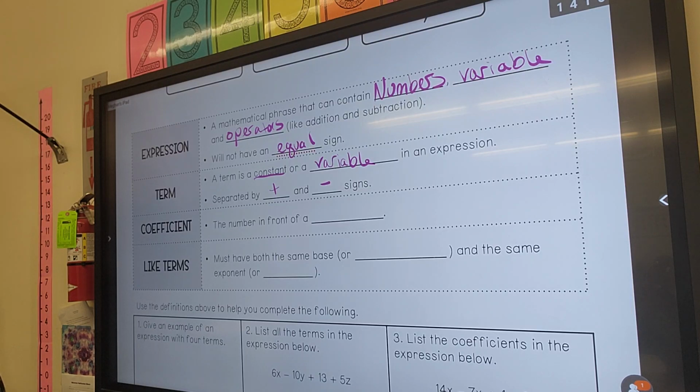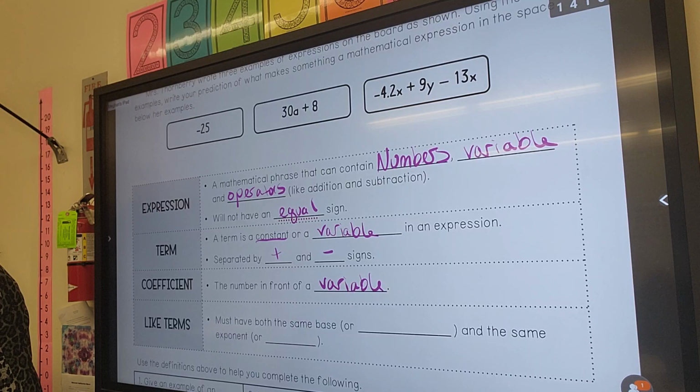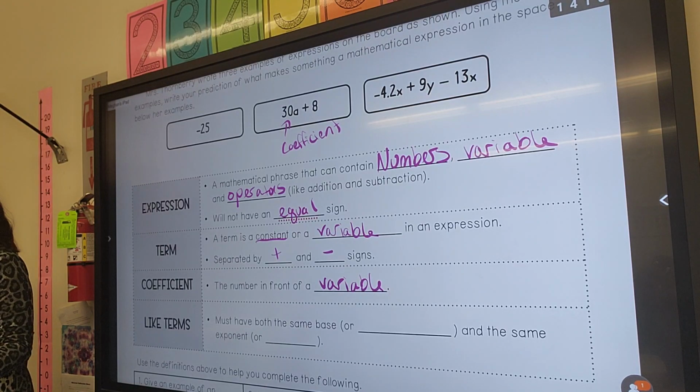Does anyone remember what the coefficient is from last year? No, it's the number in front of a variable. So if we look up at the top here, 30a, 30 is the coefficient. The number in front of the variable.